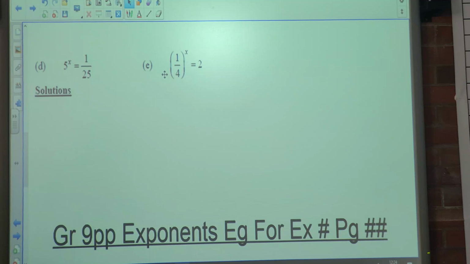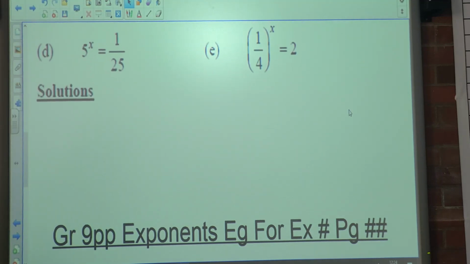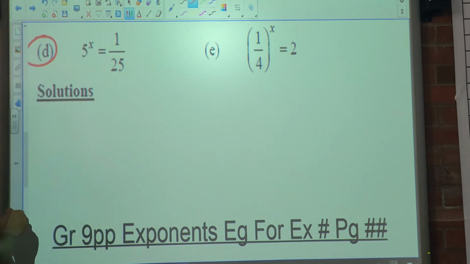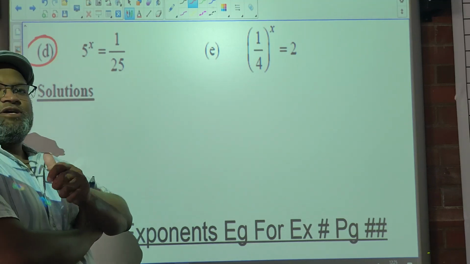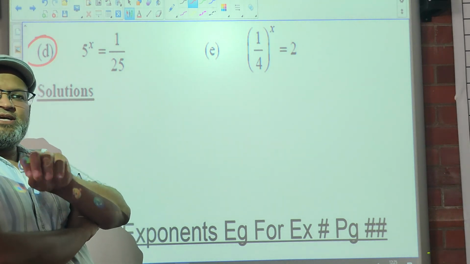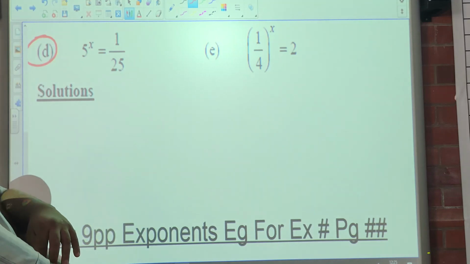People, let's look at D and E. In D we've got 5 to the exponent x is equal to 1 over 25. What do we have to do first? Get the bases the same. The idea is to get the bases the same. If the bases are the same, the exponents are equal. We can equate the exponents.